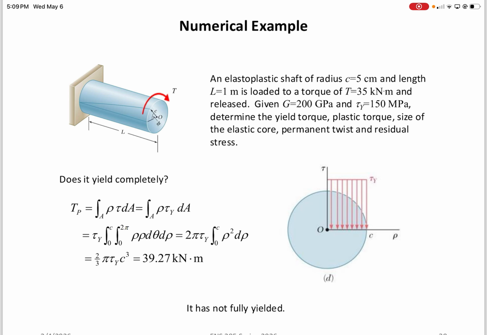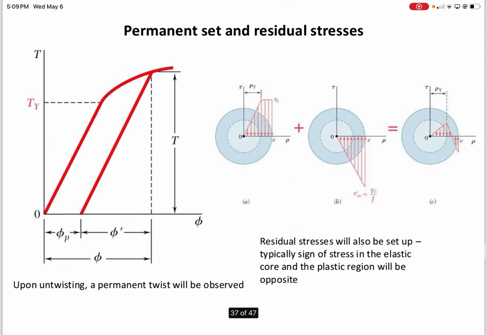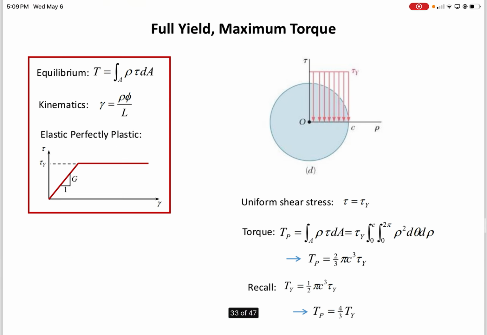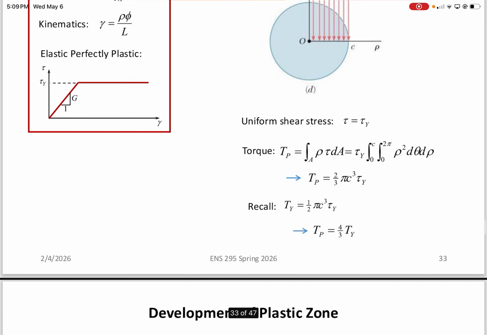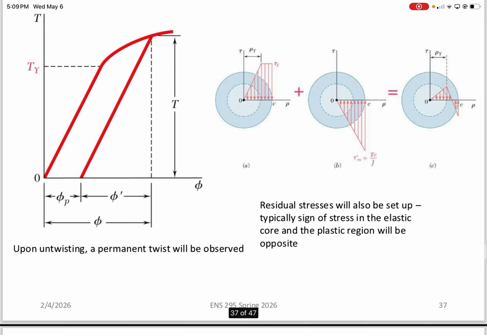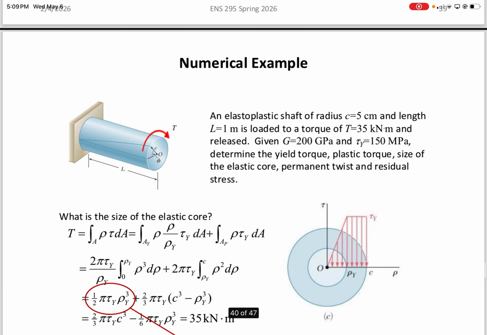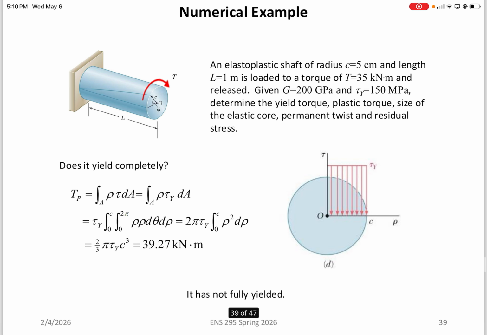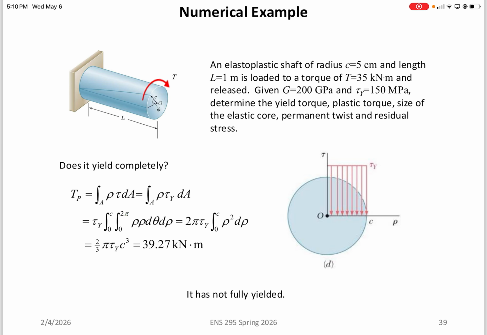No. The reason being is because when we are dealing with a fully yielded cross-section, no, this should be fully yielded. I believe that's an incorrect note, because it should have fully yielded by then. No. Right, it hasn't fully yielded yet.